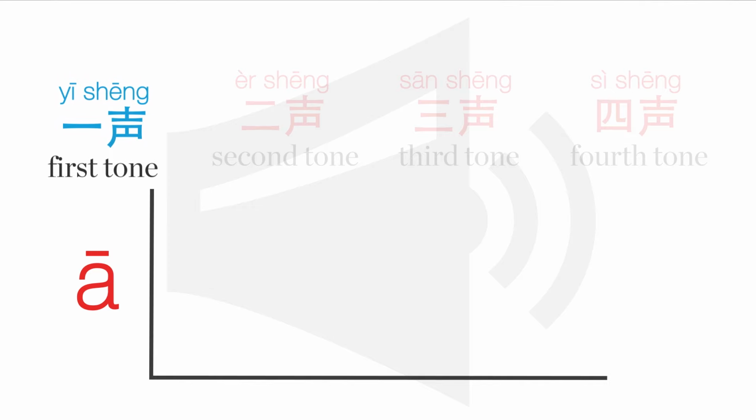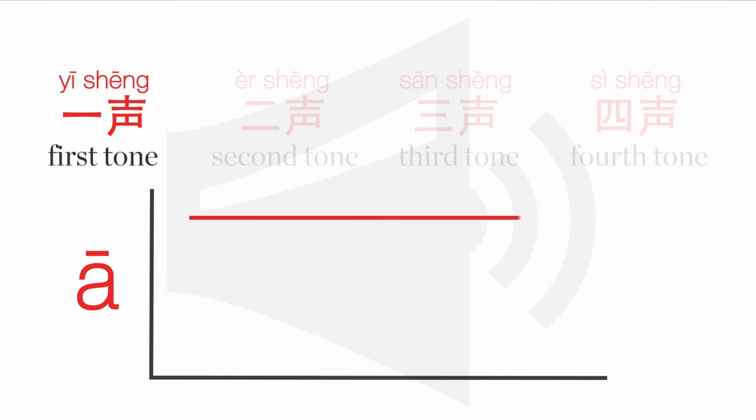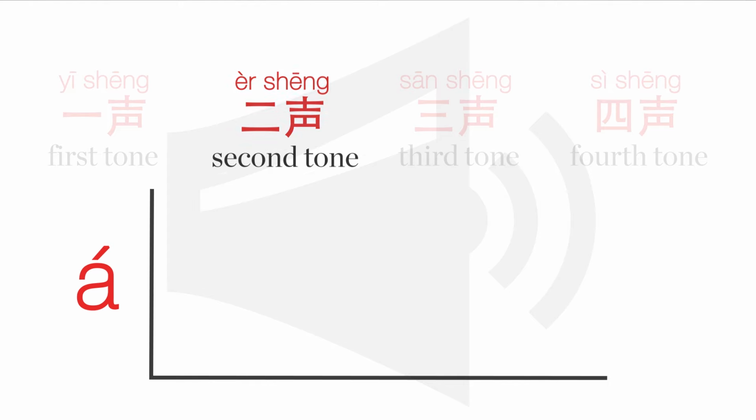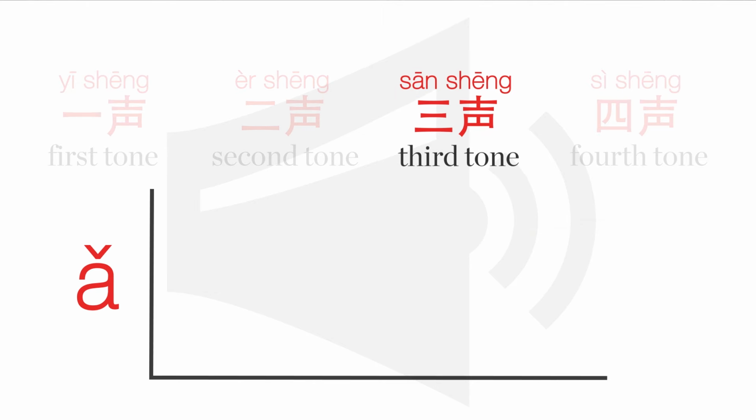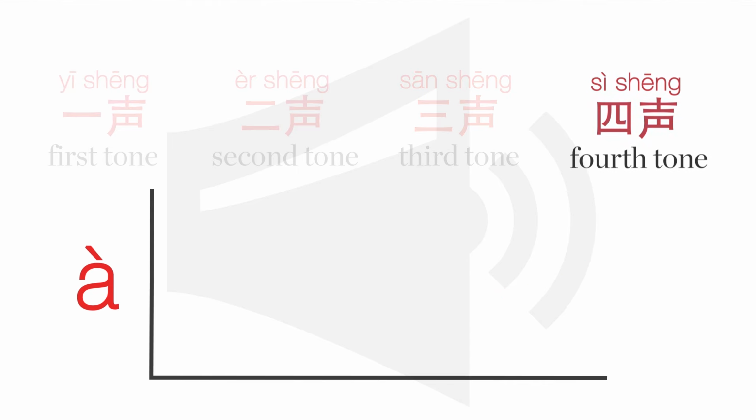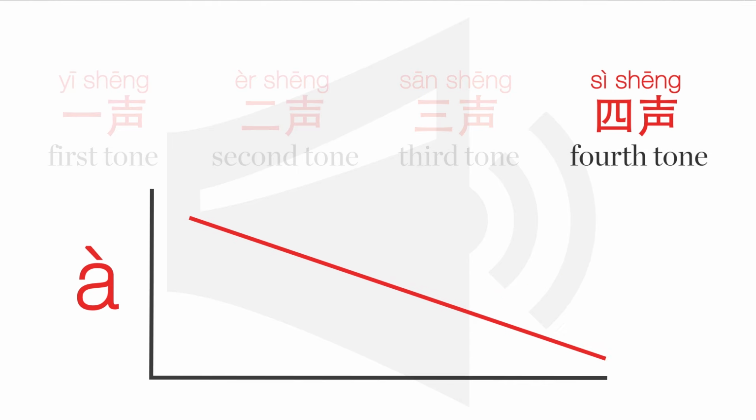First tone, 一声, is high and steady. Second tone, 二声, starts with a little lower pitch and goes up. Third tone, 三声, is even lower. It first dips down, then rises. Fourth tone, 四声, starts high, then falls sharply.